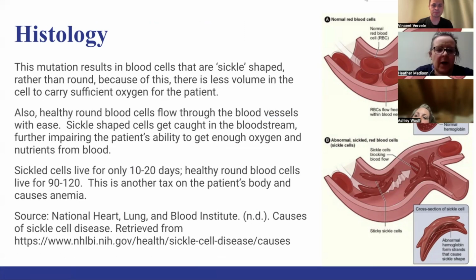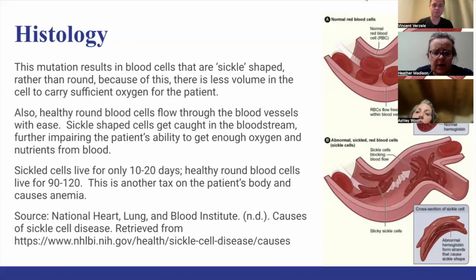So for the histology, this mutation results in blood cells that are sickle-shaped, as we mentioned before, rather than round. And because of this, there's less volume in the cells to carry oxygen throughout the body for the patient. The healthy round blood cells will flow through blood vessels with ease. They don't get stuck to each other because they're round. However, the sickle cell shaped cells can get caught in the bloodstream. They can literally get caught up with each other and stuck, which further exacerbates the patient's ability to get enough oxygen as well as nutrients from their blood.